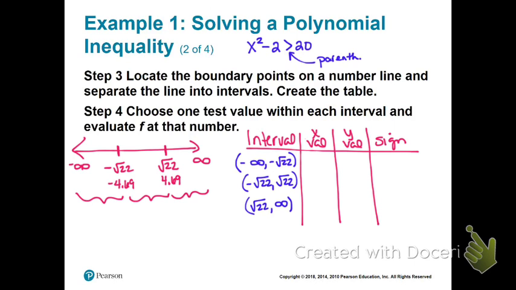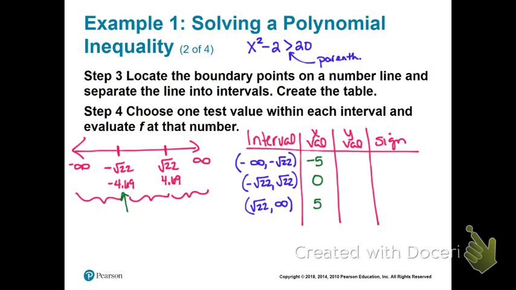All right, so now we're ready to pick some x values. I need an x value between negative infinity and negative square root of 22. Now remember, negative square root of 22 is approximately negative 4.69. So what's a number between negative infinity and negative 4.69? Negative 5. What about between negative square root of 22 and positive square root of 22? 0, it's your best one. And what about square root of 22 to infinity? 5. All right, so let's plug those in.